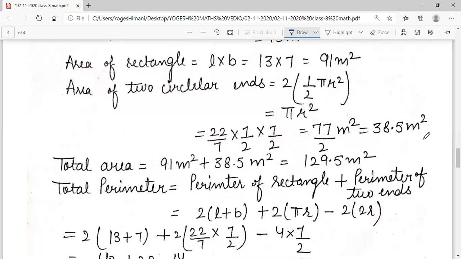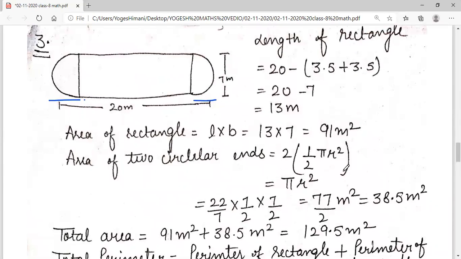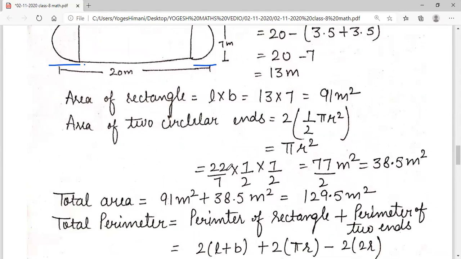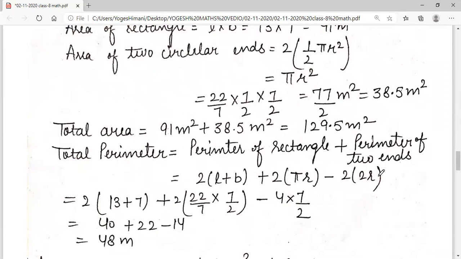Area of two circular ends, which is equal to half of pi r square, that is the semicircle area, and we have two circular ends, so we will do twice. So 2 can be cancelled with 2 and we'll get pi r square. So 22 by 7 multiply 7 by 2 multiply 7 by 2, 7 is the radius. Okay, so we get 77 by 2 square meter is equal to 38.5 square meter. So total area is equal to 91 square meter plus 38.5 square meter is equal to 129.5 square meter.